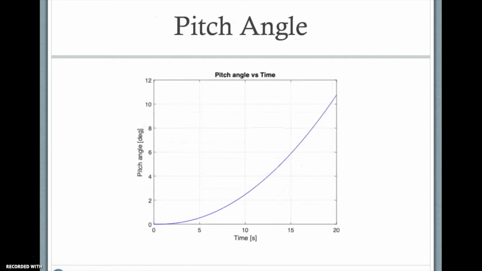As seen in the graph, the pitch angle follows a very similar pattern as that input elevator angle. However, the pitch angle is very sensitive to a small change in the elevator angle. For instance, after 20 seconds in the previous slide, we found that the elevator angle had reached an angle of 1.7 degrees, while here we see that the pitch angle at the same time reaches approximately 11 degrees.